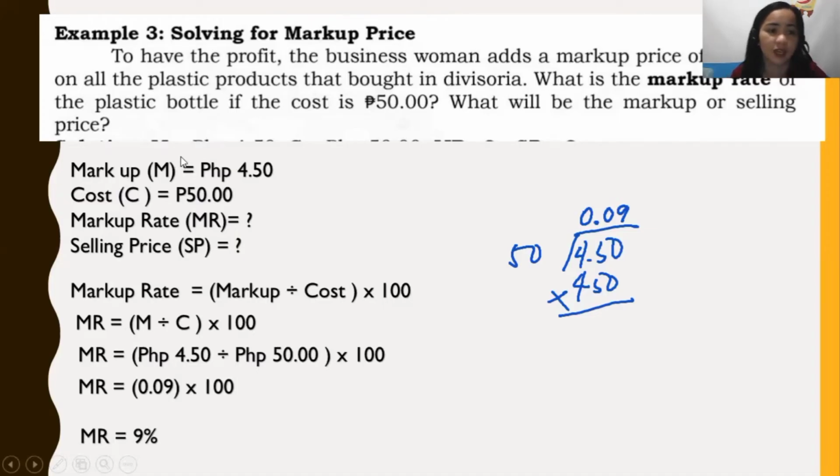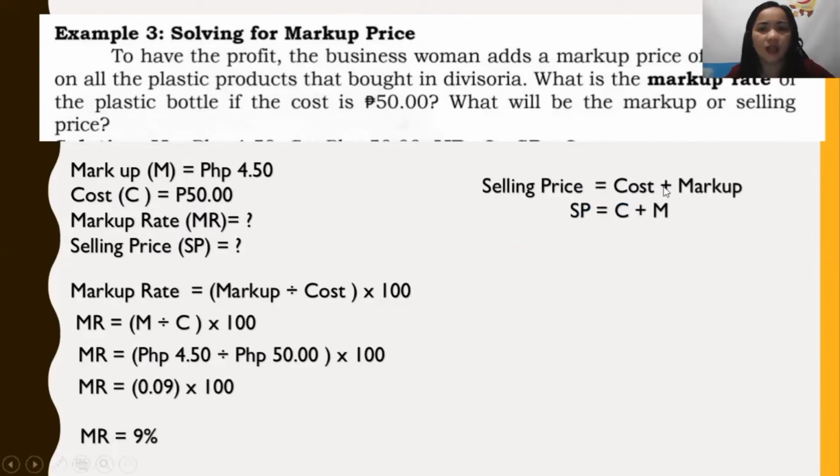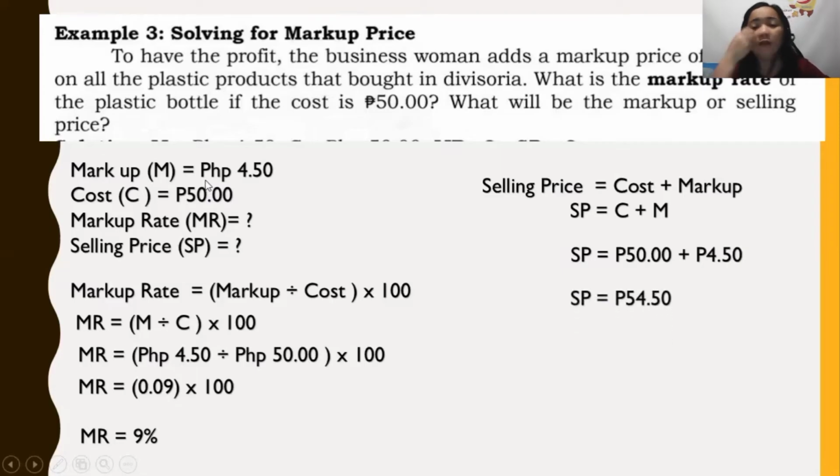Yun yung profit niya or yung idadagdag niyang porsyento. And ngayon, we'll compute for the selling price. Kung ang original price niya ay 50 pesos at ang markup niya, ang dadagdag niya ay 4 pesos and 50 centavos. Therefore, the selling price is 54 pesos and 50 centavos. So that is the answer.